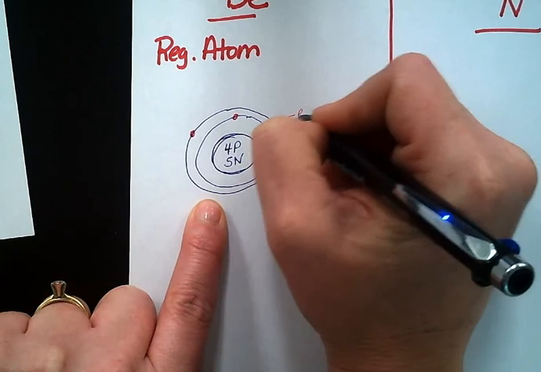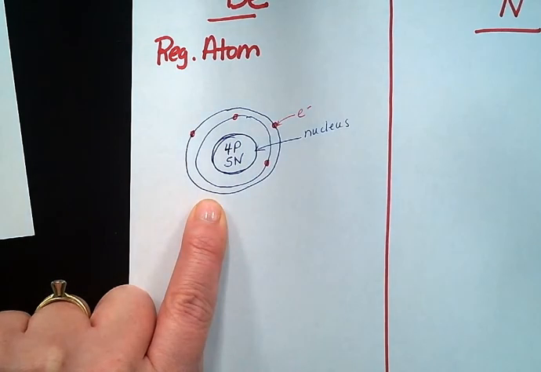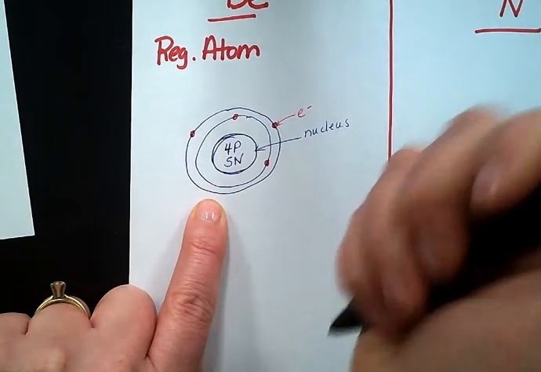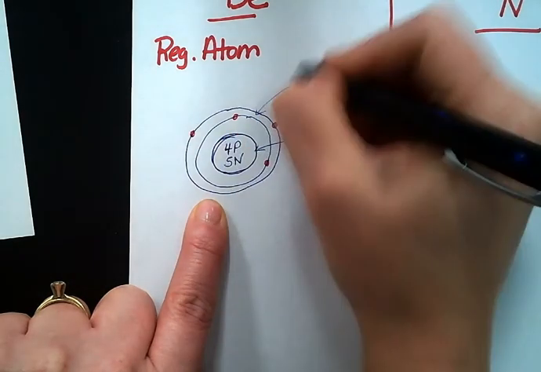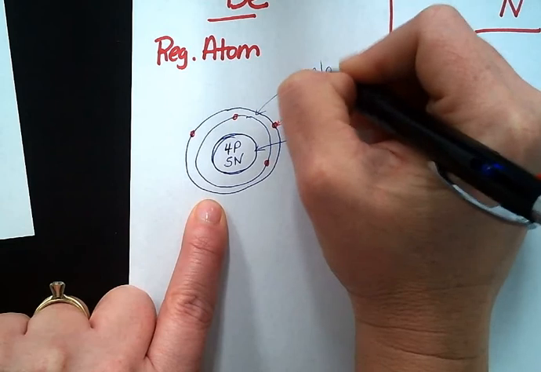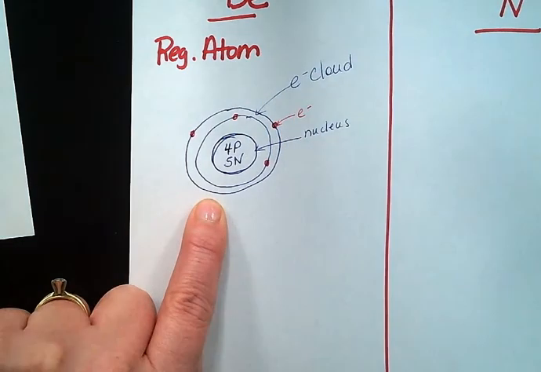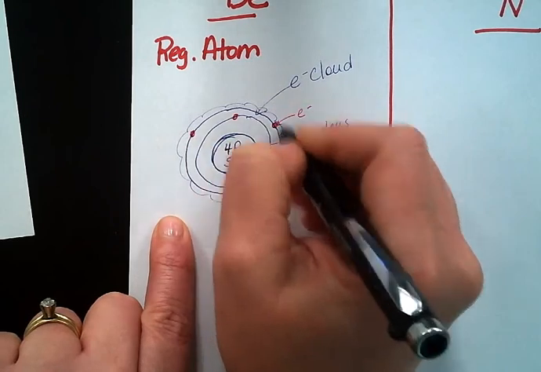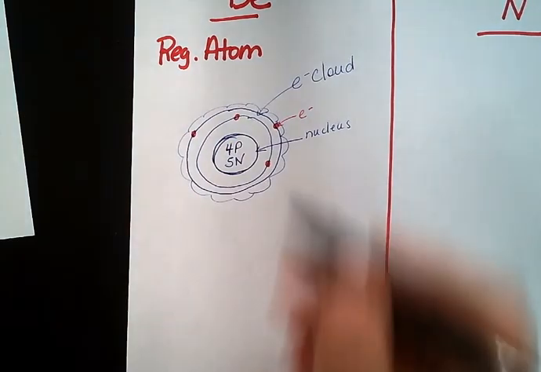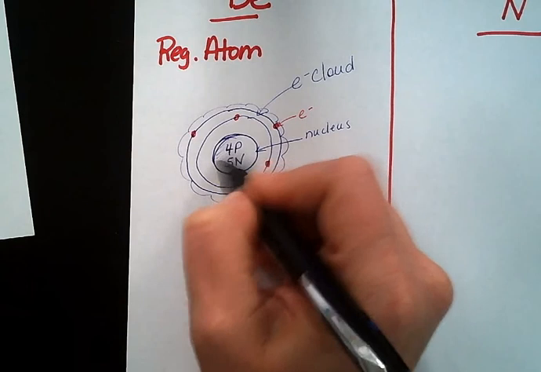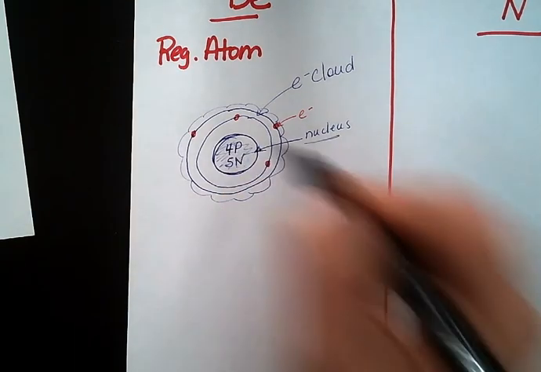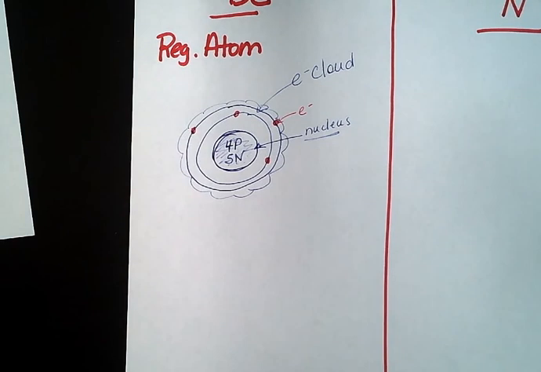I can just abbreviate if I want to, that's fine. And this whole thing out here is my electron cloud. I can label that. That's talking about this whole area out here where these orbitals are. So I've got my nucleus in here, labeled with my protons and neutrons. All right, so now that's my regular atom.